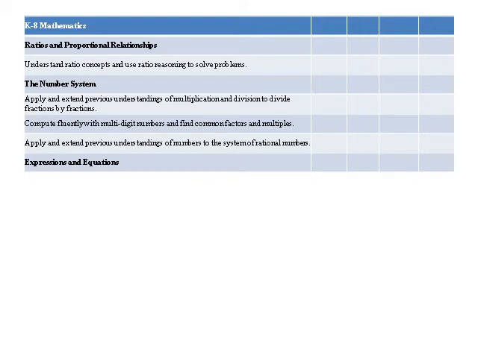The math bundle closes out with ratios and proportional relationships: understand ratio concepts and use ratio reasoning to solve problems. The number system: apply an extended previous understanding of multiplication and division to divide fractions by fractions, compute fluently with multi-digit numbers and find common factors and multiples, apply and extend previous understanding of numbers to the system of rational numbers.